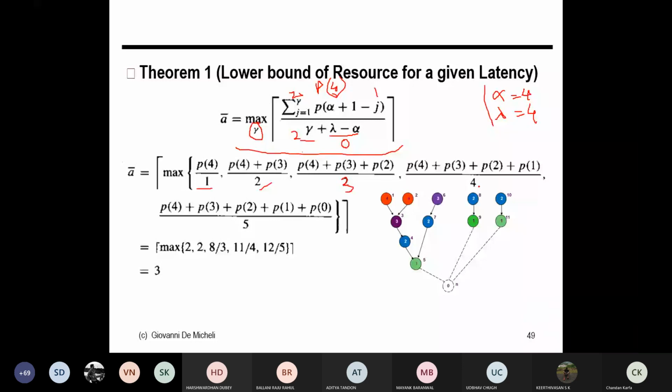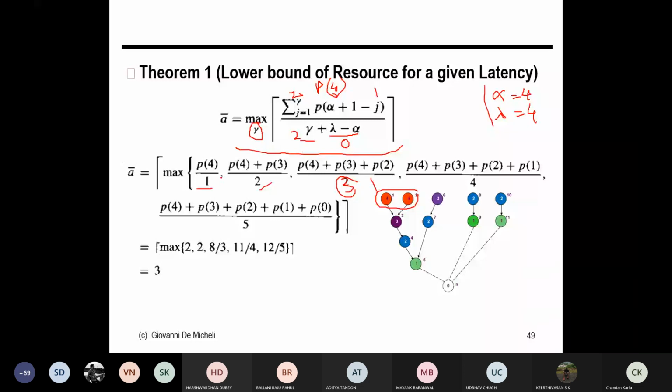So what is this interpretation? If you take the highest value, you need at least that many resources to execute it, because it has to be executed in time step 1. Or it may be the case that P4 is small but P3 is large, so you take P4 plus P3 and average out. That is the least number of resources you need if you try to schedule them in time. Or it may be P4 plus P3 plus P2 and then you average out. So that may be the maximum number of resources, and so on.